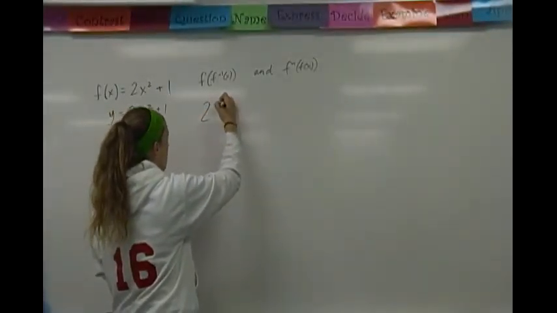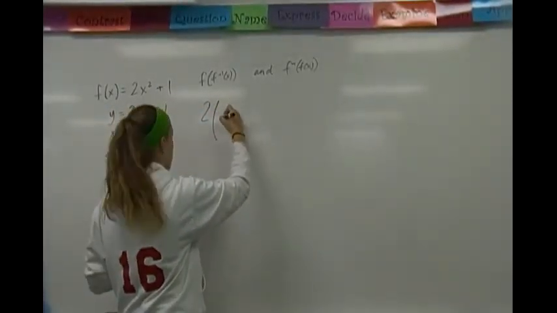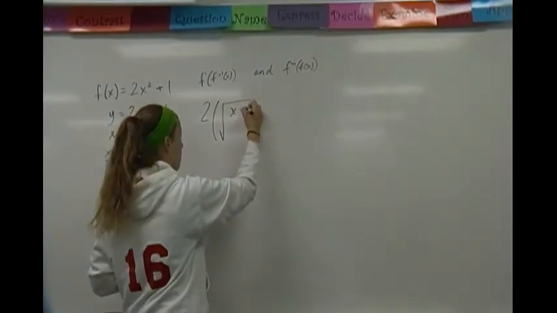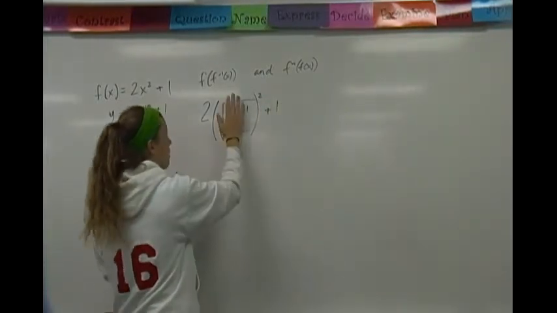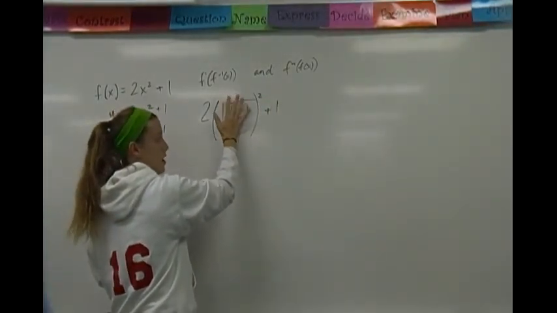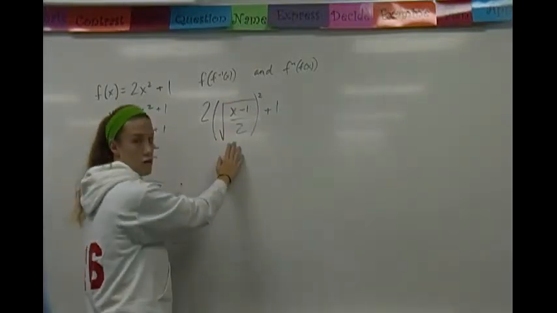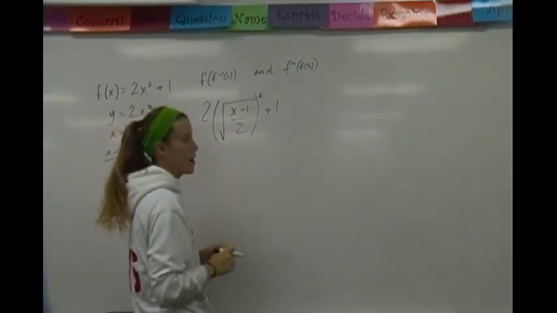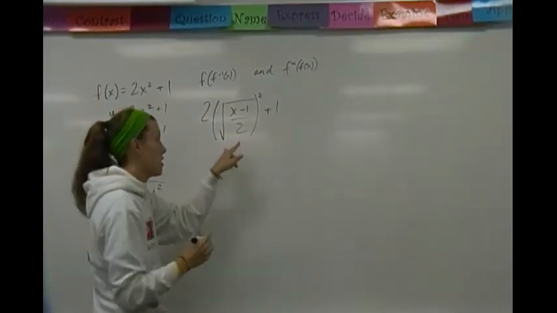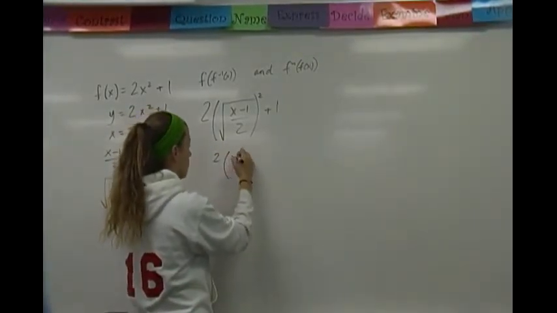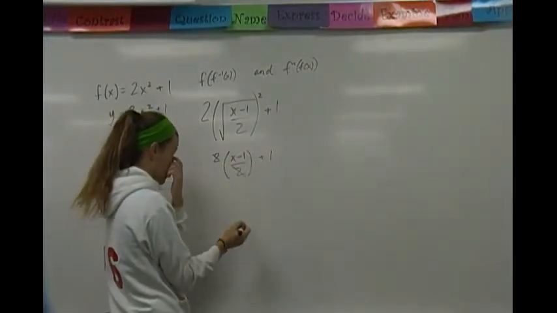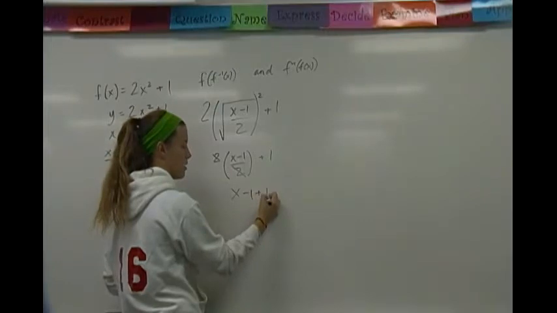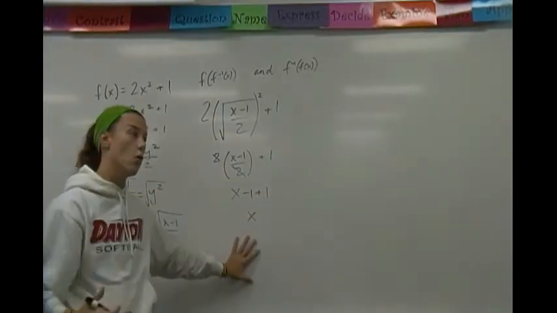So for this first one here, I'm going to start off with 2 on the outside, and then my parentheses of the square root of x minus 1 over 2 quantity squared plus 1. So I have the 2x squared plus 1, and in x's place is my inverse function. So I can simplify this. The first thing I can simplify is the square root and the square root can cancel. So then I have 2 times x minus 1 over 2 plus 1. The 2's will cancel next, leaving me with x minus 1 plus 1, which just gives me x. So I've proven that one way.